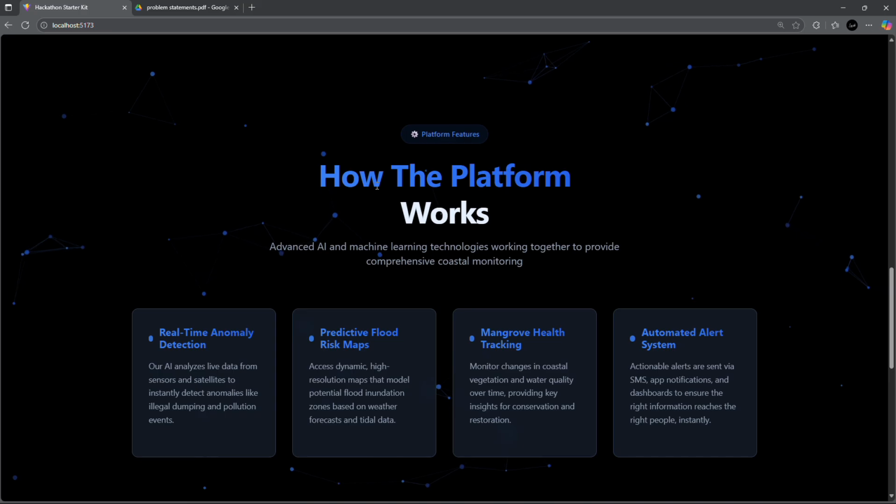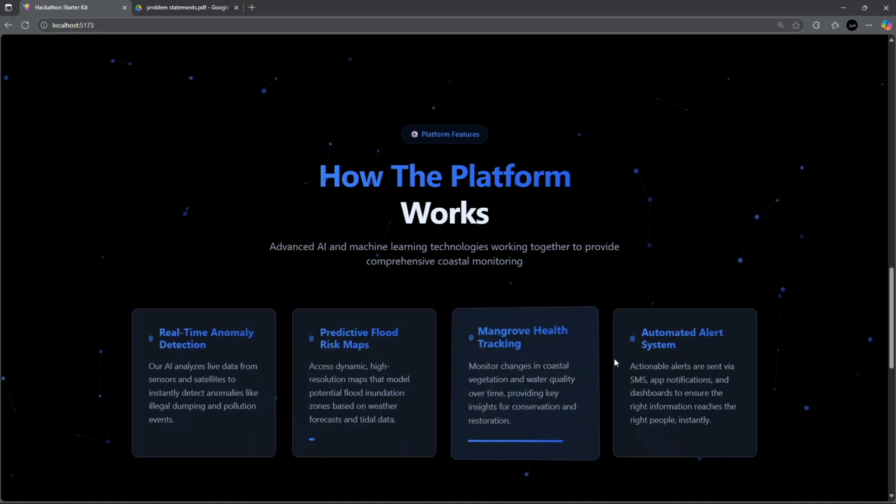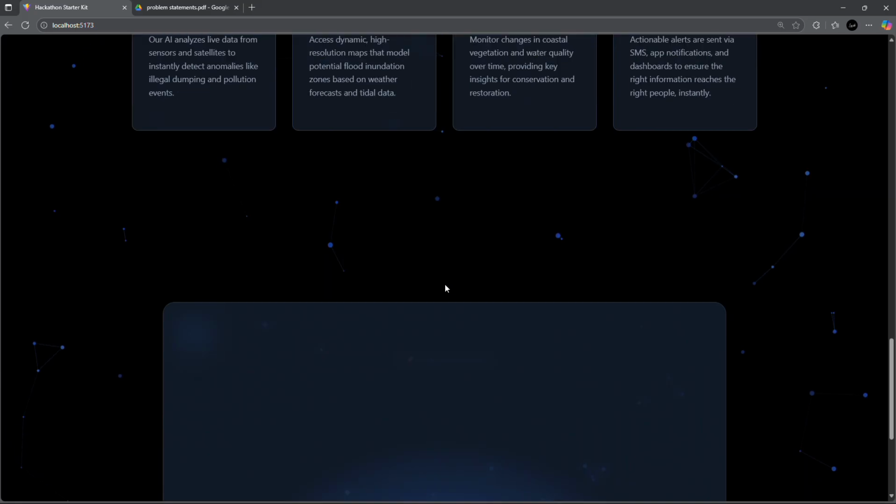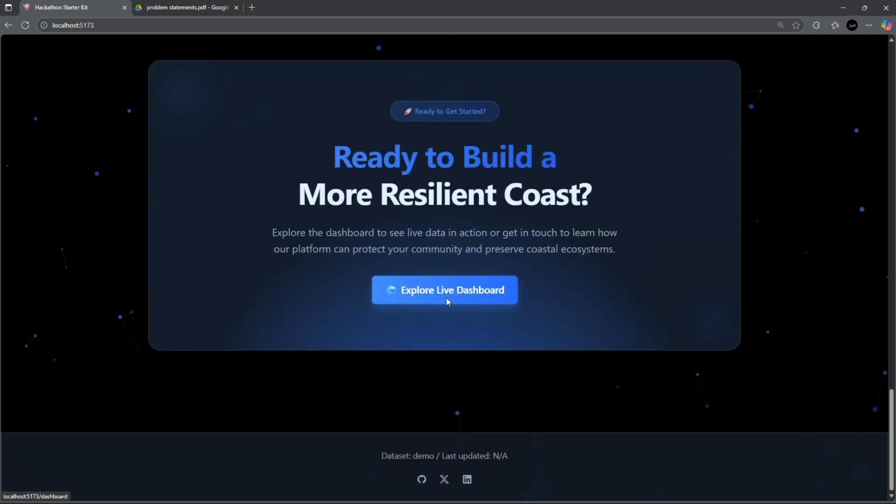Then we come to how the platform works. Basically, how the workflow, or how our website integration is done, is mentioned here in four simple steps. Then let's explore our dashboard, which shows a particular region's explanation of how it would be if you are visiting or living there.